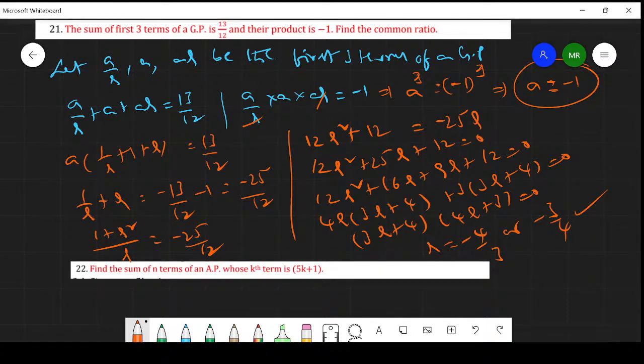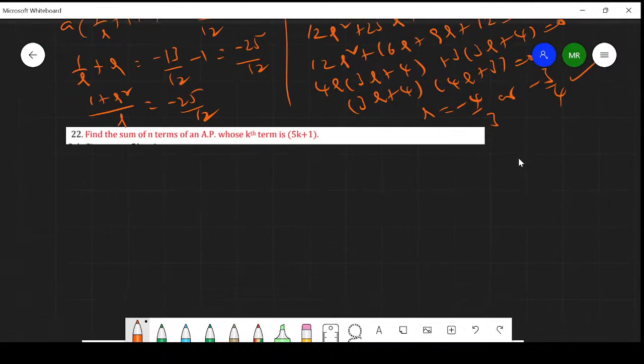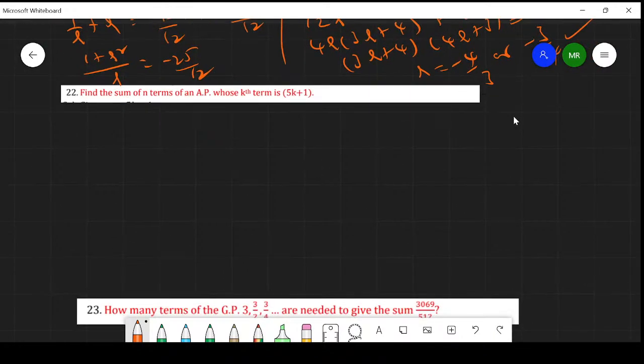Now I am doing the next one. Find the sum of n terms of an AP whose kth term is 5k plus 1. They are asking the sum of n terms of an AP. When they are asking the sum of n terms of an AP, we have different methods. The kth term Tk is given as 5k plus 1.